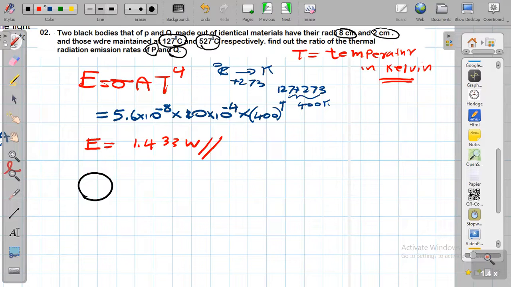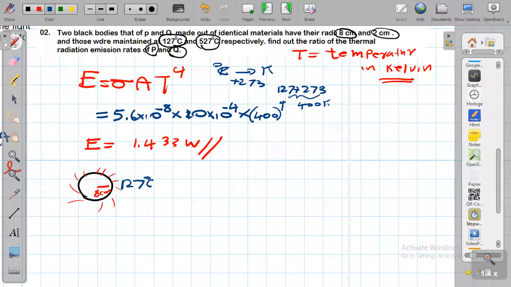What might P look like? P is what? With a radius of 8 centimeter, and it emits some radiation, which was maintained at 127 degrees Celsius.